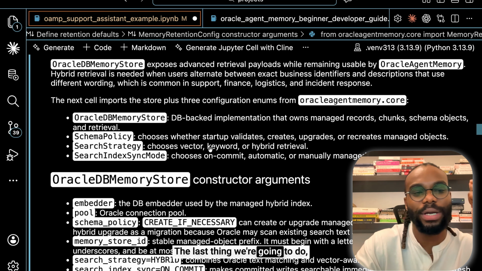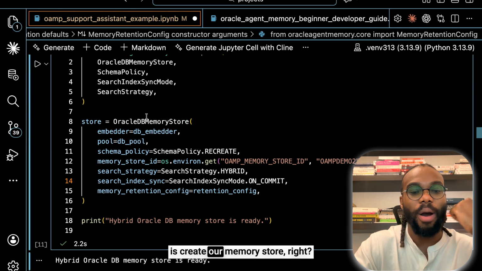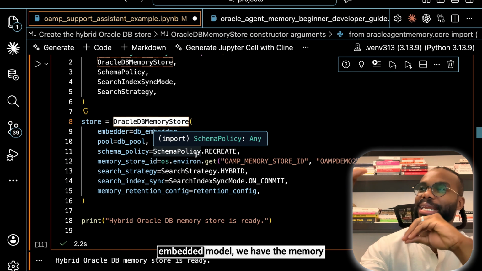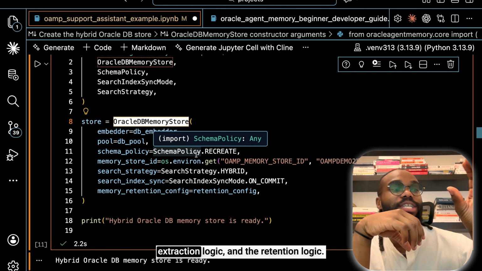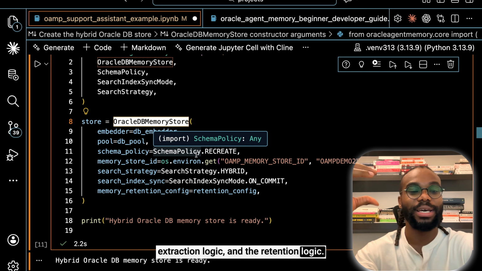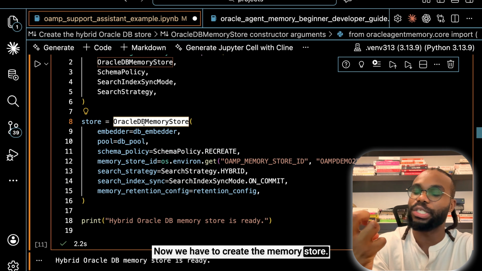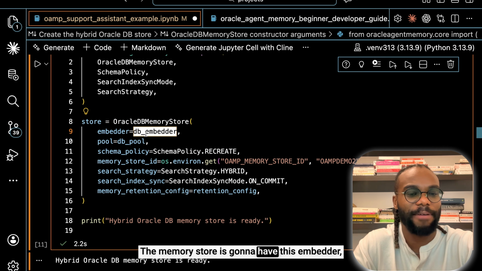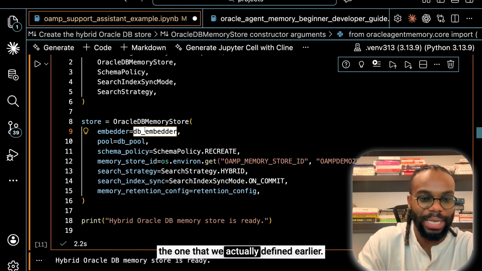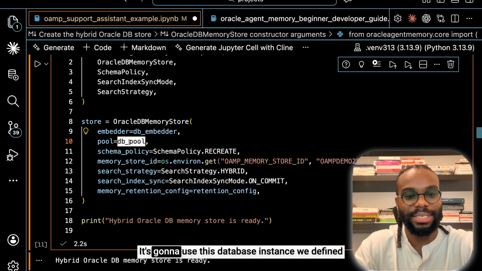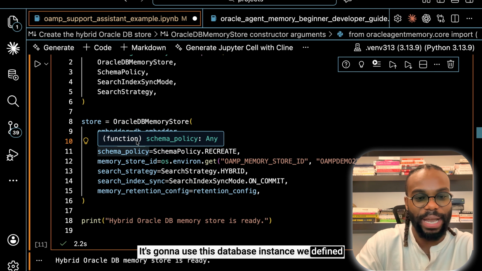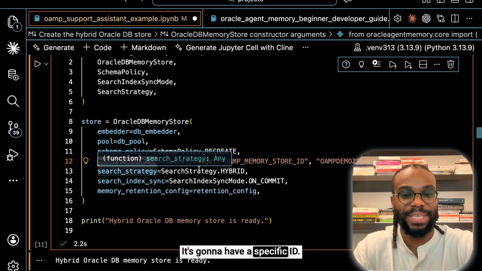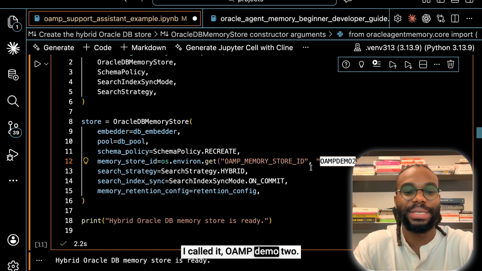The last thing we're going to do is create our memory store, right? We have the LLM, we have the embedding model, we have the memory extraction logic and the retention logic. Now we have to create the memory store. Where do we put memory in? We have the memory store. The memory store is going to have this embedder, the one that we defined earlier. It's going to use this database instance we defined earlier as well. And we have a schema policy. It's going to have a specific ID. I called it OAMP demo 2.